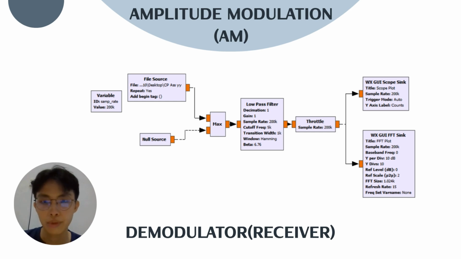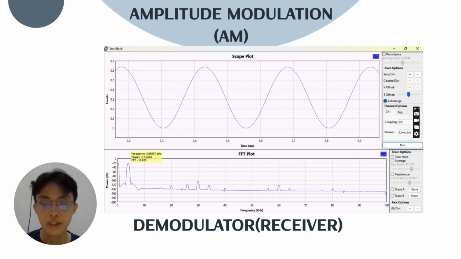Then in the receiver, we receive the message, but we just want the message signal, which is our passenger. Now we need to remove the carrier signal, which is our bus, with a low pass filter. Now we can see in the receiver we just have the blue line, which is our message signal, and the carrier is already removed.